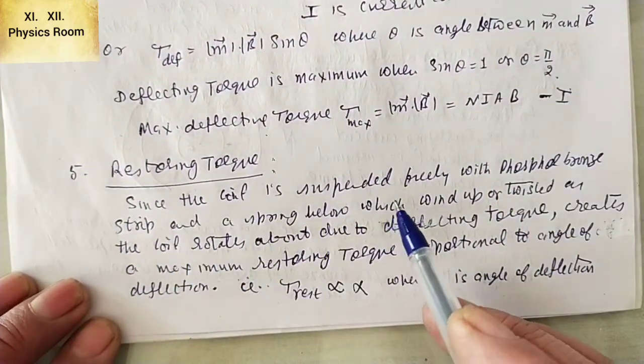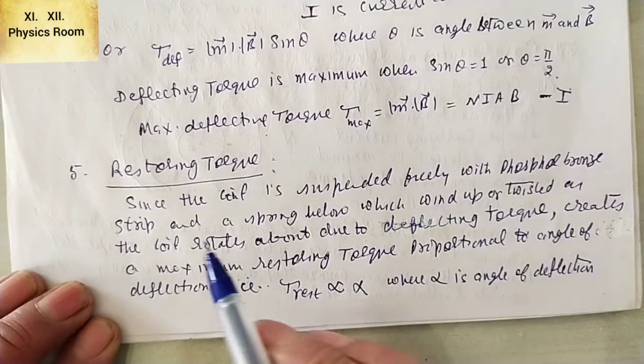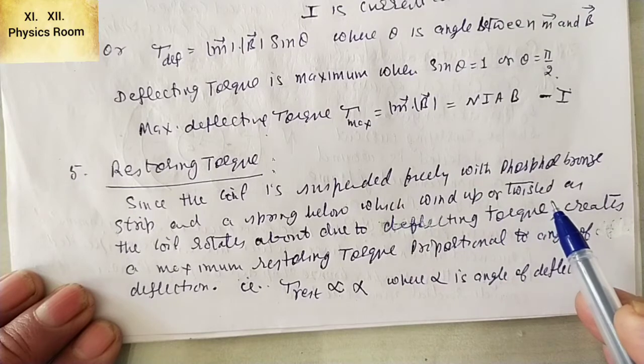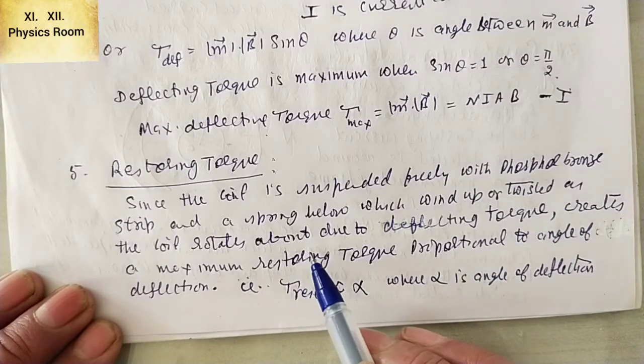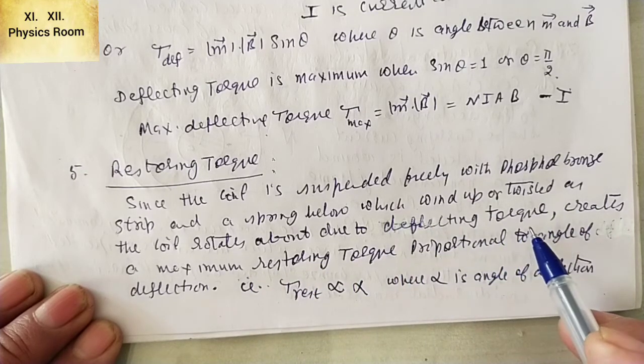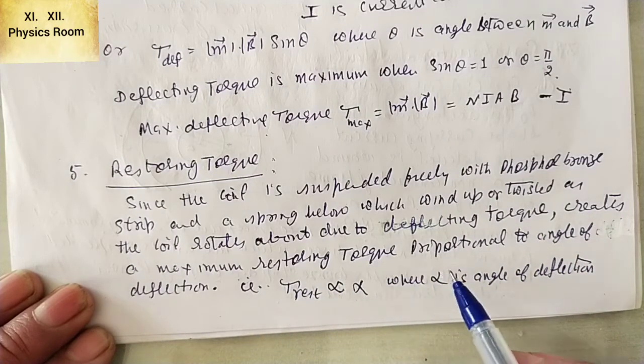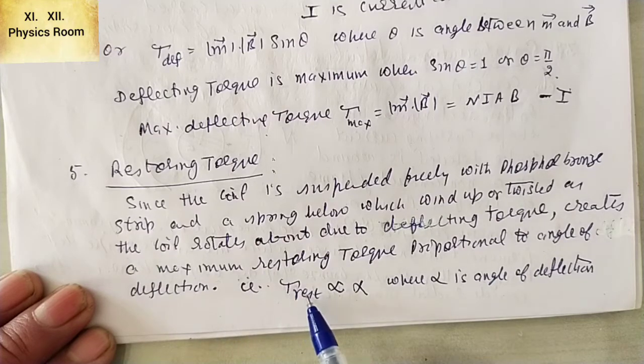Since the coil is suspended freely with phosphor bronze strip and a spring below, which wind up or get twisted as the coil rotates due to deflecting torque, it creates a restoring torque. Therefore, restoring torque is directly proportional to angle of deflection alpha, where alpha is angle of deflection.